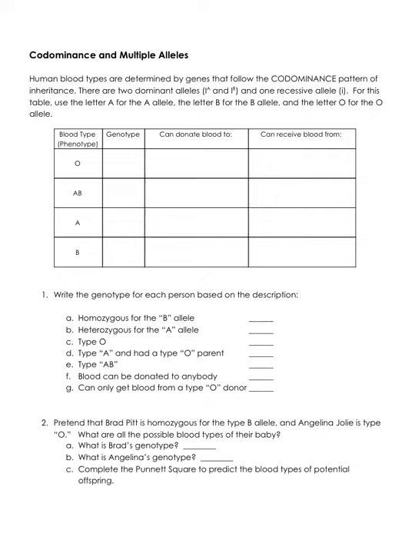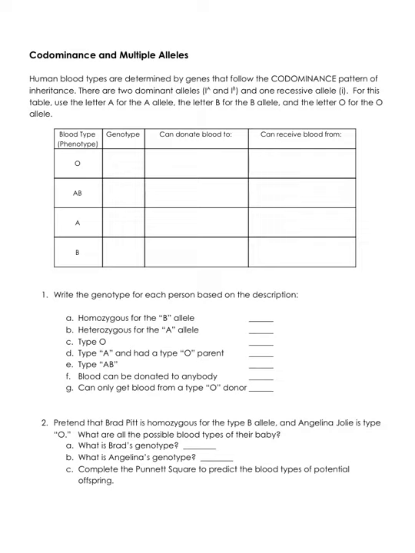In this video, we're going to talk about codominance and multiple alleles. Human blood types are determined by genes that follow the codominance pattern of inheritance. There are two dominant alleles that are written I capital A and I capital B, and one recessive allele that's represented by a lowercase I. For this table, we're going to use the letter A for the A allele, the letter B for the B allele, and the letter O for the O allele, since it's easier than writing superscript letters.